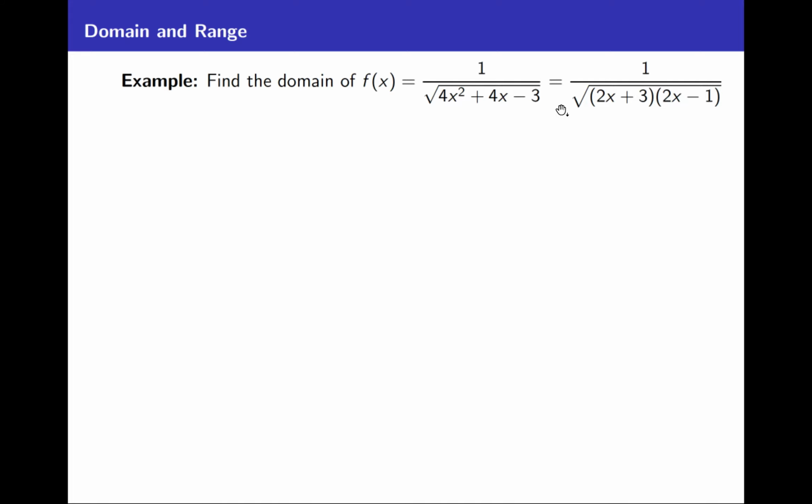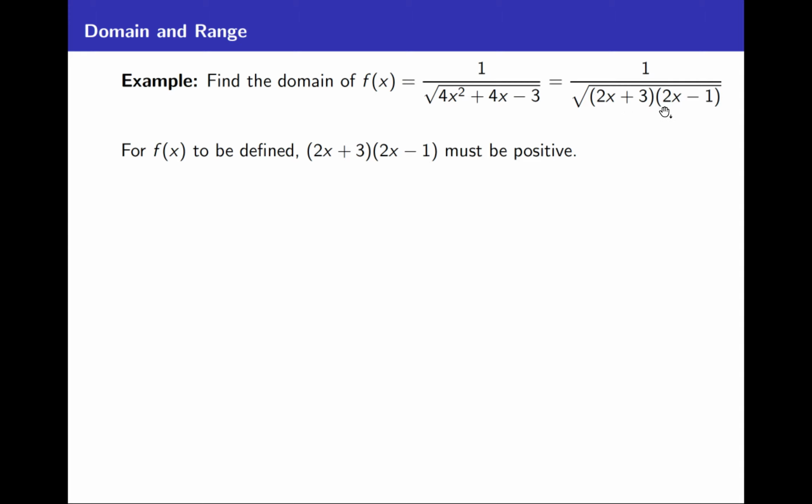Now I'm going to simplify this by factoring that expression inside the radical. We get 1 over the square root of (2x plus 3)(2x minus 1). In looking at this, for f of x to be defined, this expression down here inside the radical has to be positive. It couldn't be negative because we can't take the square root of a negative number. In calculus, we deal only with real numbers.